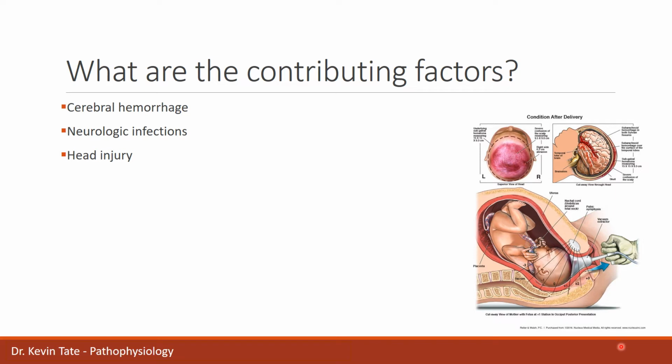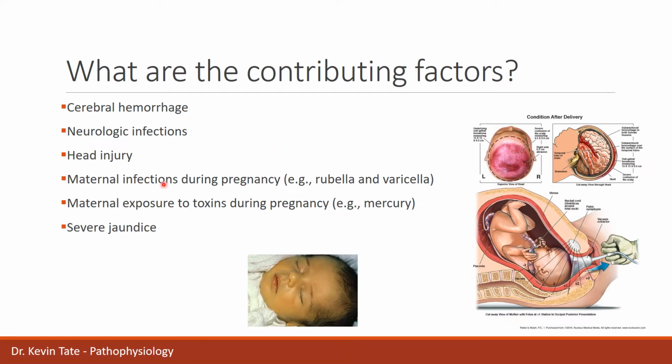Right. So here we have an example of a suction cup being put on a baby's head, helping in delivery, and so this is helping it get into the birth canal. Well, this can apply pressure to the underlying brain tissue, as no surprise, causing head injury. We see maternal infections during pregnancy, especially rubella. Rubella is the particular one that the textbook points out, and if you get your MMR shot and you're vaccinated for rubella, then that is easy to avoid.